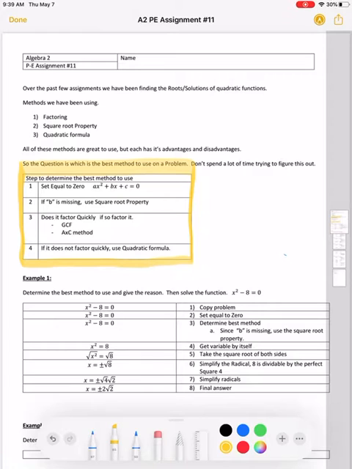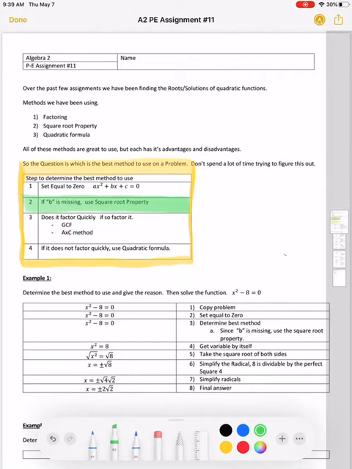He says, set it equal to 0, meaning put it in standard form, ax squared plus bx plus c equals 0. Then this point I think is very, very important. Number 2, if b is missing, use the square root property. Does it factor quickly? Remember, there are 2 ways to factor. There is just pulling out a GCF, and there is the method where we multiply a times c, see which one adds up to b, the standard factoring that we've done, which takes a good bit of time. And if it does not factor easily, then jump into the quadratic formula.